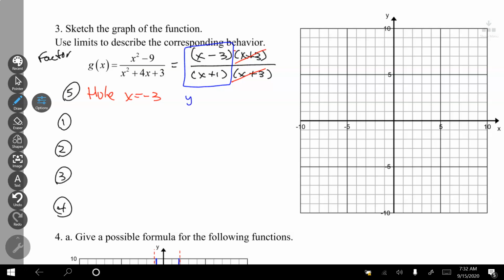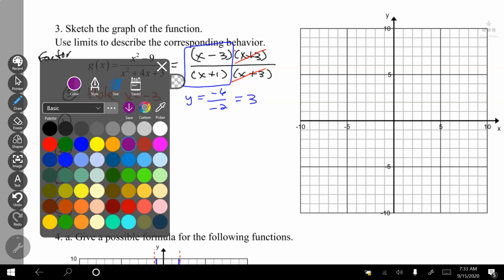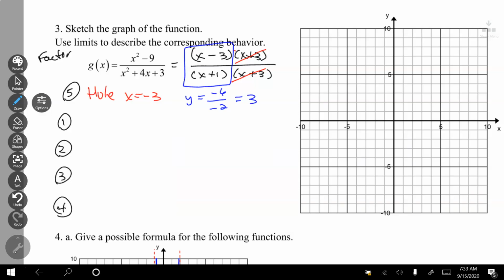I plug it in here, I get y equals negative 6 over negative 2, which is 3. So I have the point for the hole of negative 3 comma 3. That is, I have to put a hole here at negative 3 comma 3. Hole, negative 3 comma 3.